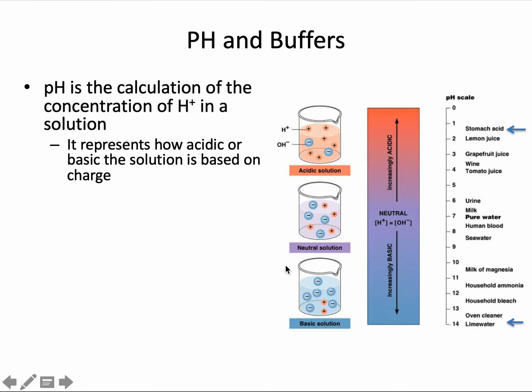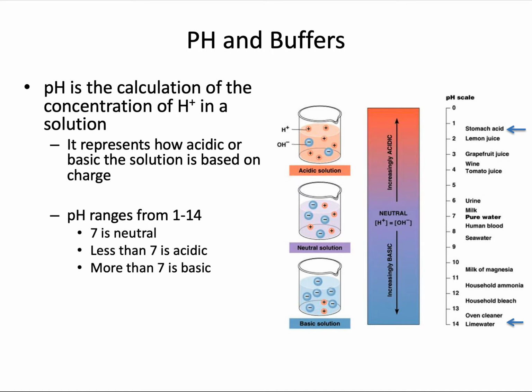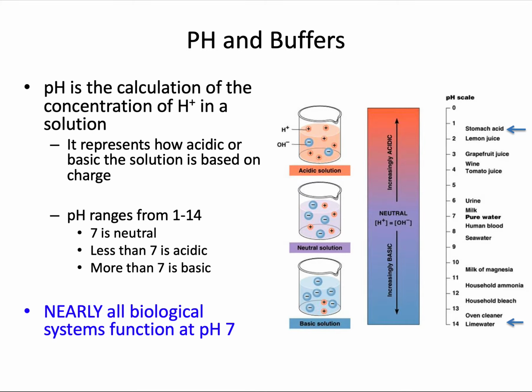So it will represent how acidic or basic a solution is, ranging from 1 to 14. 7 is neutral, less than 7 is acidic, more than 7 is basic. The interesting thing is that for most biological systems, the pH within living organisms is around 7, which is neutral. The pH of water is 7. The pH of human blood is just around 7.45 or thereabouts, which is close to 7, the perfect neutral pH.